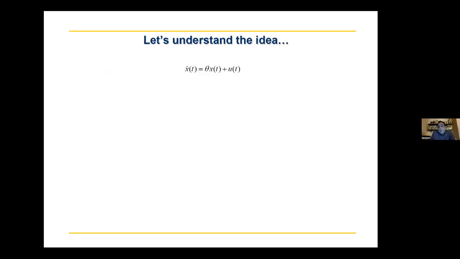Let me explain the idea a little bit for this simple system. This is the simplest system, a scalar system. We have only one unknown constant parameter, which is theta. The idea is if you multiply the differential equation by x(t) and you integrate, you get this equation. But now you can solve for theta, and you can obtain this parameter estimate. And this parameter estimate is going to be an exact estimate of the parameter. So by using delays, you can have an exact estimate of the parameter.